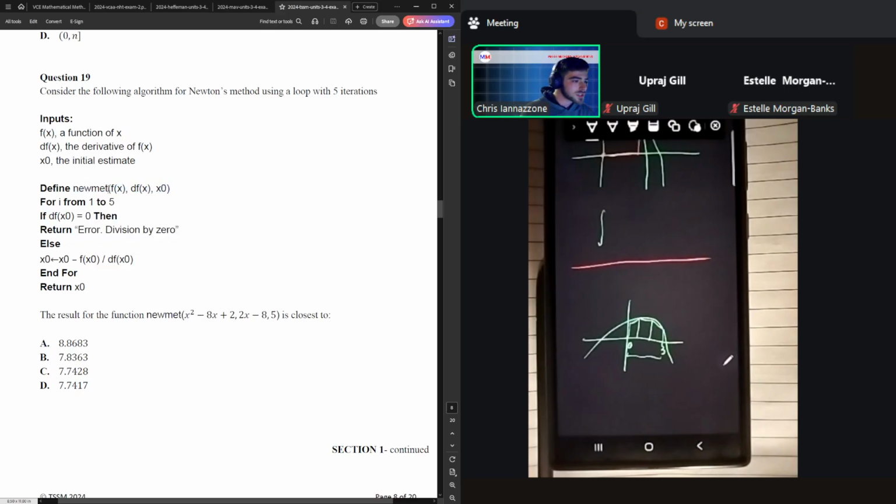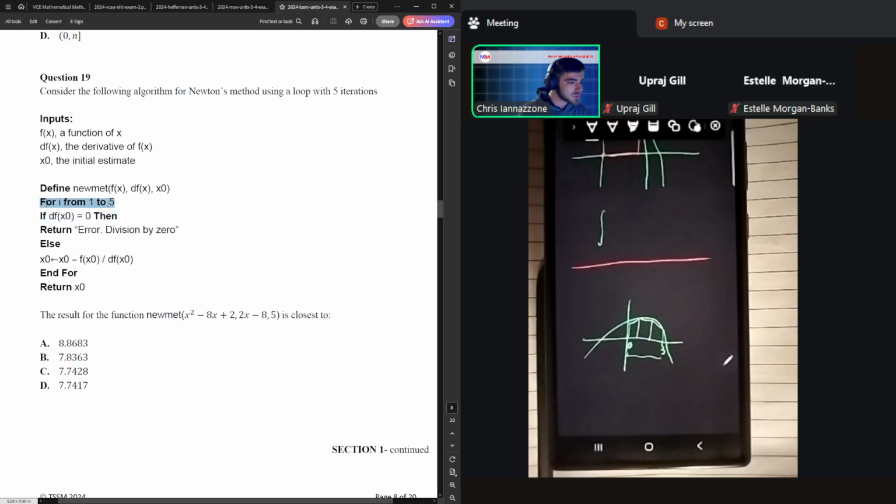Define the function. So in this order is the order in which the terms are going to matter. I still can't drag that. The way they format these things sometimes breaks a bit. Here's your f of x, here's your derivative of f, and then here's your x naught, your initial guess.